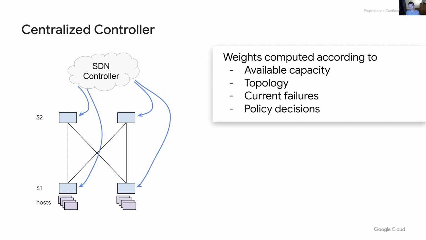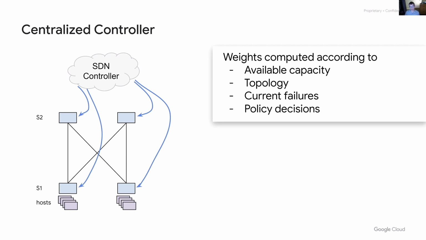And so in the earlier example, if one of the uplinks goes down, the SDN controller can dynamically readjust the weights and make sure that not too much traffic is being sent to the node that has reduced capacity due to failures. And then the last thing we can do is also we can have policy-driven decisions in the controller.